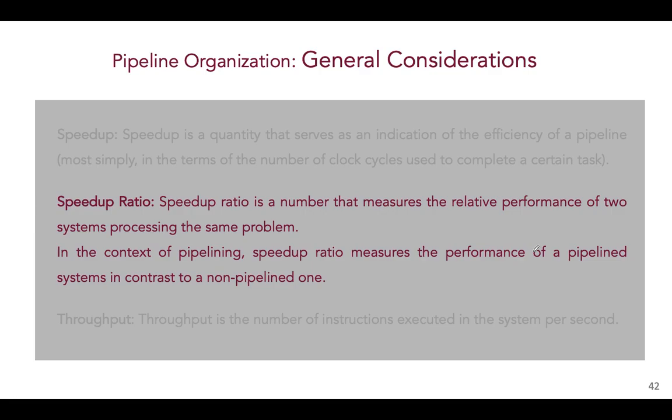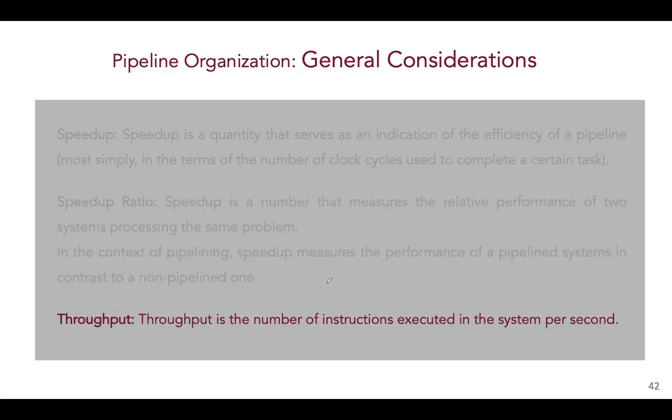Then comes speed up ratio. Speed up and speed up ratio are very closely related to one another. Speed up ratio is a number that measures the relative performance of two systems processing the same problem. So naturally, in the context of pipelining, speed up ratio measures the performance of a pipeline system in contrast to a non-pipelined one. Now again, these concepts will become clearer when we take a look at some numericals.